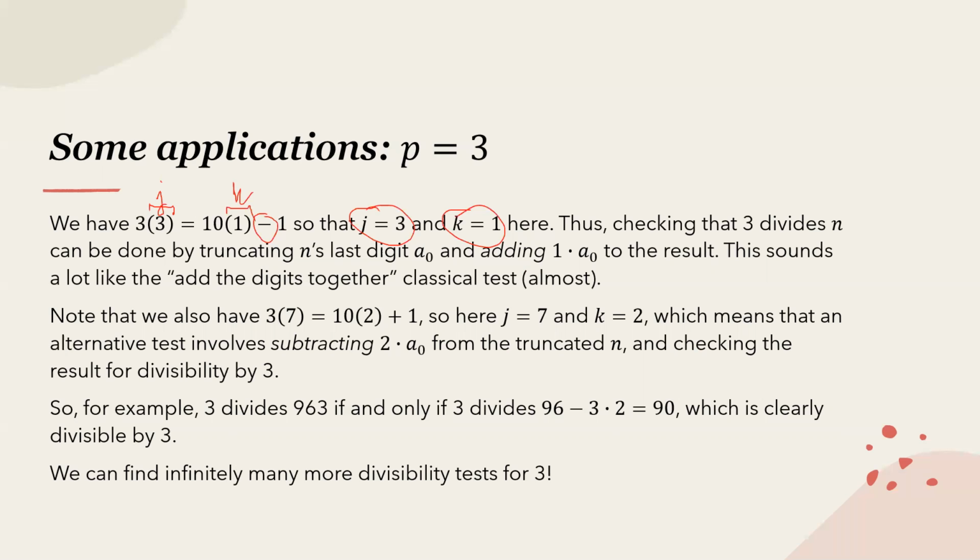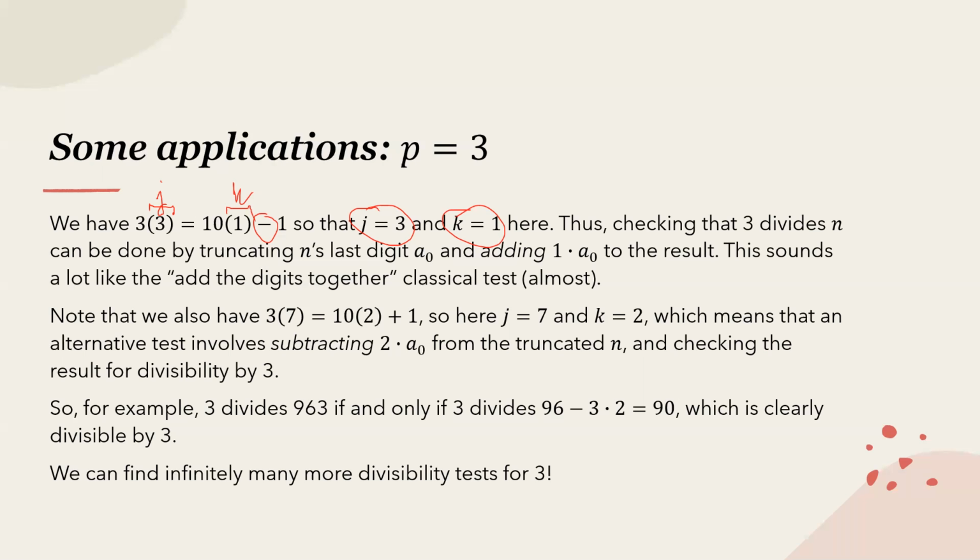Okay, but listen, here's the thing. There's not just one test. There's a lot more. Okay, if you're in number theory, you realize that this is an example of something called a linear Diophantine equation. There's actually infinitely many possible values for j and k. And actually, there's a pretty simple way you learn in number theory to write them all down. Yes? So you can actually come up with lots of other divisibility tests by finding different values of j and k. All right? So here it is.